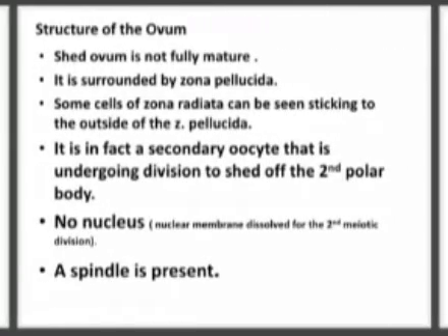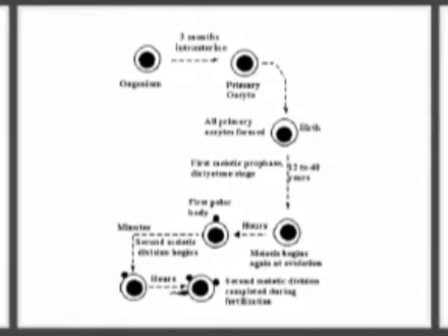Structure of the ovum, which will be shed. The shed ovum is not fully mature. It is surrounded by the zona pellucida. Some cells of the corona radiata can be seen sticking to the outside of the zona pellucida. It is in fact a secondary oocyte that is undergoing division to shed off the second polar body. No nucleus, the nuclear membrane is dissolved for the second meiotic division. A spindle is present.